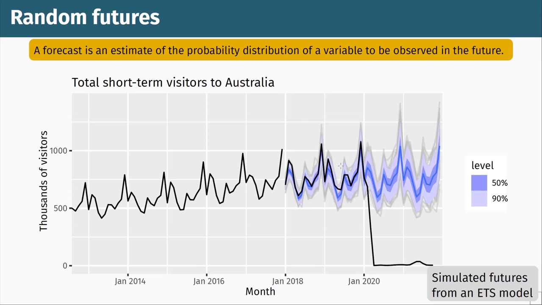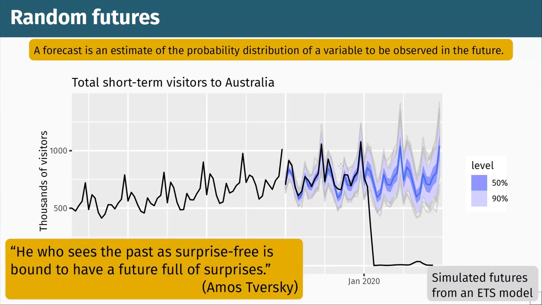But of course, by the time we get to March or April 2020, that's disastrously bad, because the numbers of short-term visitors to Australia dropped to close to zero. The thing is, our model was based on the history of the data set, and it replicated the history continuing into the future. And of course, if the future is not like the past, then the forecasts may not be good. Amos Tversky, a famous behavioral economist, said, "He who sees the past as surprise-free is bound to have a future full of surprises."